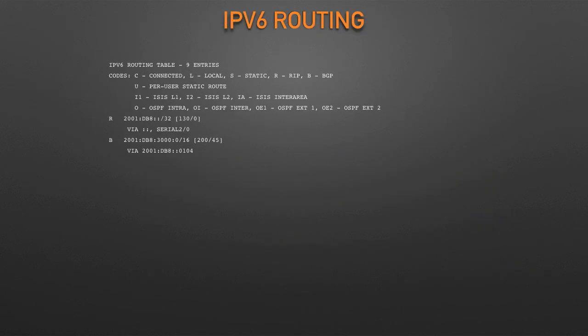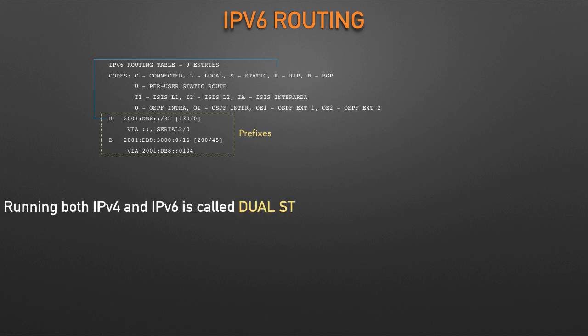IPv6 Routing. The IPv6 routing table lists routing information for IPv6 subnets, called prefixes. Finally, in most enterprise networks, the routers will route both IPv4 and IPv6 packets at the same time. The migration strategy of running both IPv4 and IPv6 is called dual stack. All you have to do is configure the router to route IPv6 packets, in addition to the existing configuration for routing IPv4 packets.